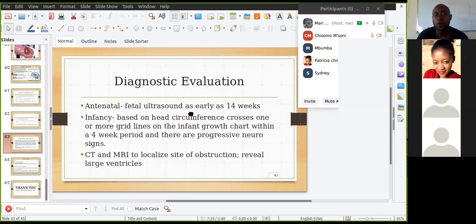For the diagnostic evaluation, during the antenatal period you can do early detection of hydrocephalus on ultrasound as early as 14 weeks. Also, the diagnosis can be made in infancy, whereby you look at the head circumference across one or more guidelines of the infant growth chart within a 4 week period from the time the child was born. You can also do a CT scan and MRI to localize sites of obstruction of circulation.